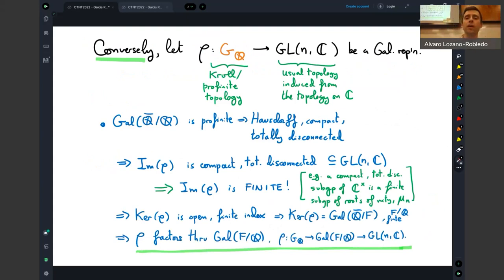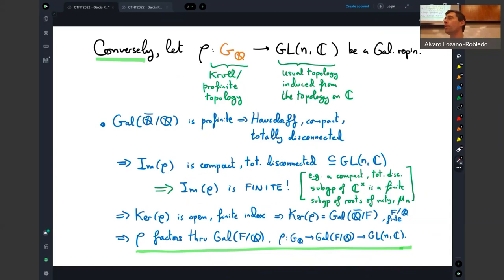Great. So it turns out that all of the Artin Galois representations are actually of this shape. Because, well, in here we have the profinite topology, and in here we have the topology induced from the complex numbers. But remember that the point of the last lecture was that the Galois group is profinite, and therefore it's Hausdorff, compact, and totally disconnected. In particular, since rho is assumed to be a continuous homomorphism, the image of rho is compact and totally disconnected in GLN of the complex numbers, and that implies that the image is finite. Okay, so this is just a topological argument, which I'm leaving as an exercise.